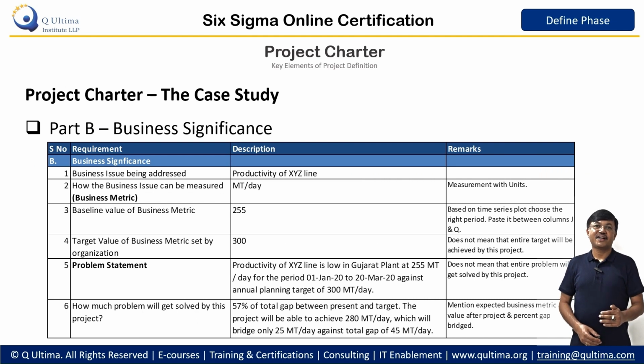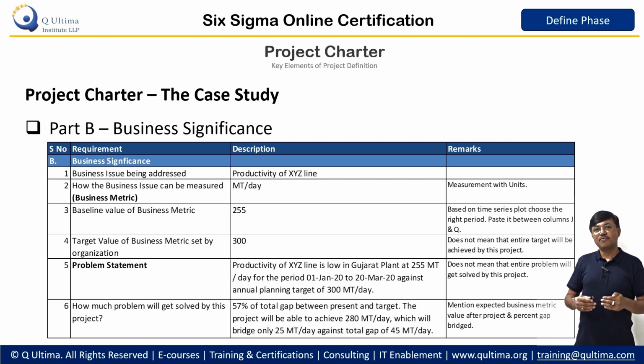The second part of the charter is establishing the business significance of the project, in which first we try to understand what the business issue is. In the present case, the business issue is that production is lesser than the demand, which we then try to convert into a measurable metric. Presently it is metric tons per day. If we measure, we can actually establish it. Presently it is around 255, which is the baseline performance. Baseline means present performance, and what the company wants is around 300 so that this problem can be sorted out or demand can be met.